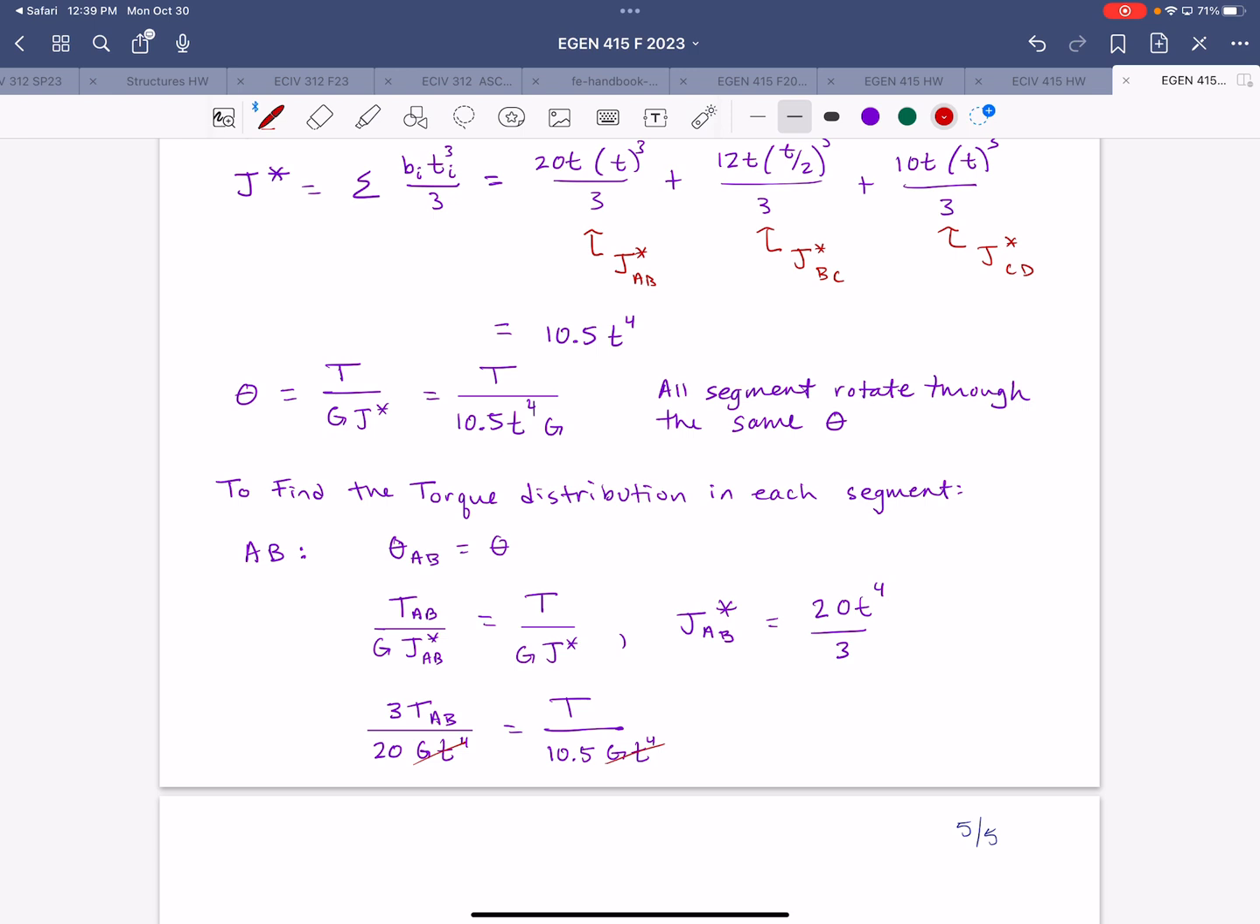Canceling out some of those terms, we get the torque in AB is equal to 0.635 times the total torque. So already we can tell that that first segment, that top segment AB, will take a majority of the torque, 63.5%.